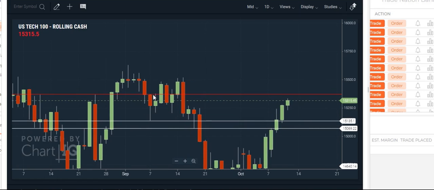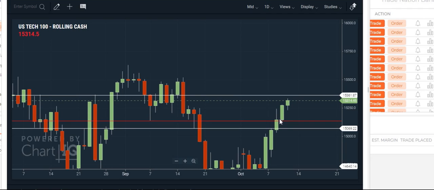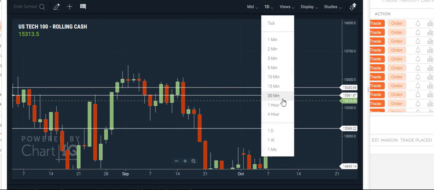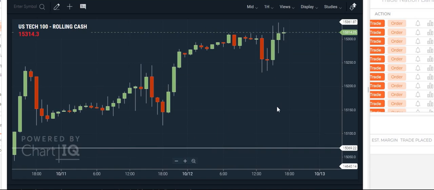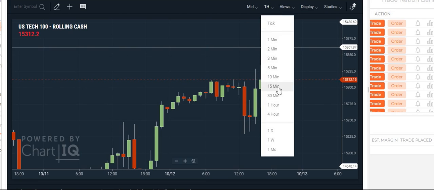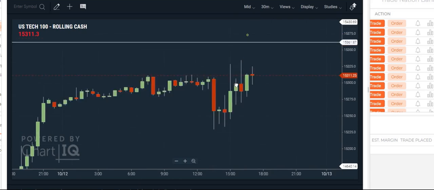This is the daily. Look to the left. This is the body, which is 15,361. We're very close to it. Another one would be this level right here, 15,430. Now let's zoom in. Today is very short, kind of focused on this specific setup. So let's go to 30 minutes now.